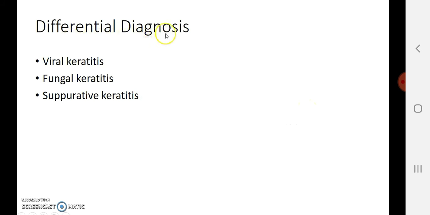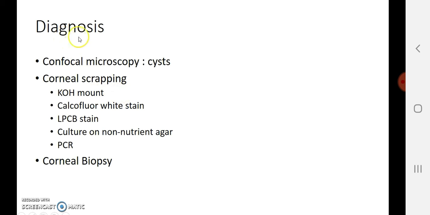Now what are the differential diagnoses of Acanthamoeba keratitis? Acanthamoeba keratitis can be confused with viral keratitis, fungal keratitis, or suppurative keratitis. How do you diagnose a case of Acanthamoeba keratitis? Confocal microscopy can be done and it reveals cysts of Acanthamoeba.